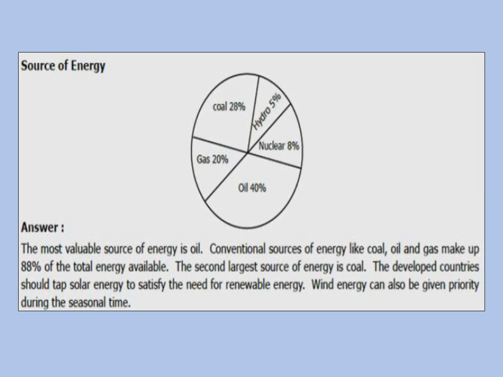Next one, source of energy. In this pie chart, coal 28%, hydro 5%, nuclear 8%, oil 40%, gas 20%. The most valuable source of energy is oil. Conventional sources of energy like coal, oil and gas make up 88% of the total energy available. The second largest source of energy is coal. The developed countries should tap solar energy to satisfy the need for renewable energy. Wind energy can also be given priority during the seasonal time.